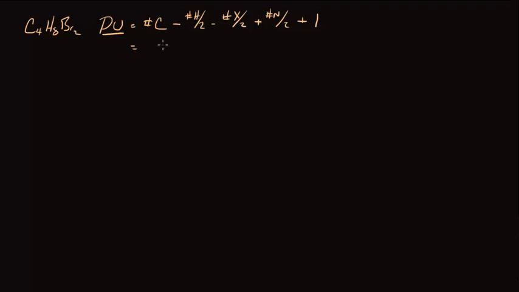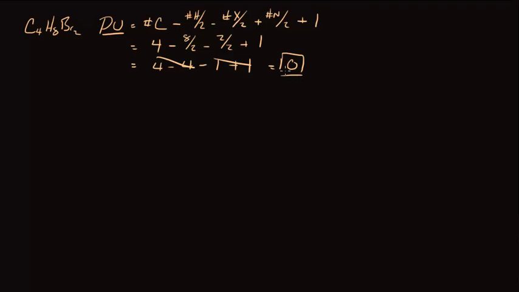So if we apply this formula, we see that we have 4 carbon atoms, and then we'll subtract 8 protons divided by 2, then subtract 2 bromine atoms divided by 2, and we have no nitrogen, so the last step is just add 1. This turns out to simplify really easily to 4 minus 4 minus 1 plus 1. So these cancel, those cancel, and you end up getting a degree of unsaturation of 0.